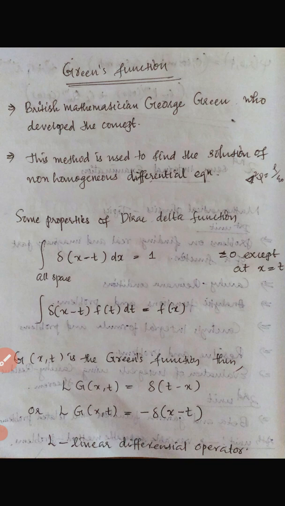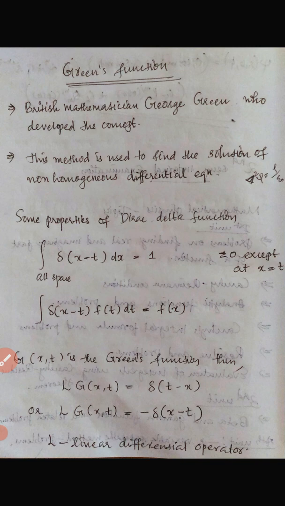We already know the properties, that is, the integral over all space of delta(x minus t) dx equals 1. This integral is equal to 0 except at x equal to t. So at x equal to t it has some value, otherwise this integral is 0. The next is the integral of delta(x minus t) f(t) dt is equal to f(x).